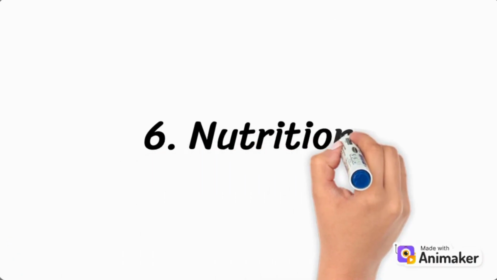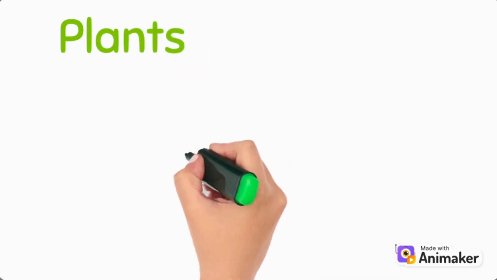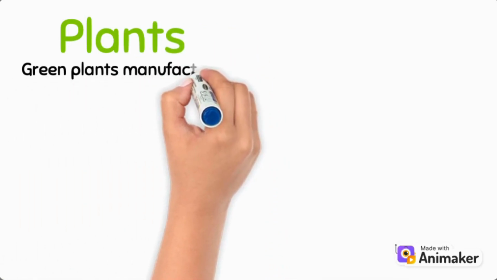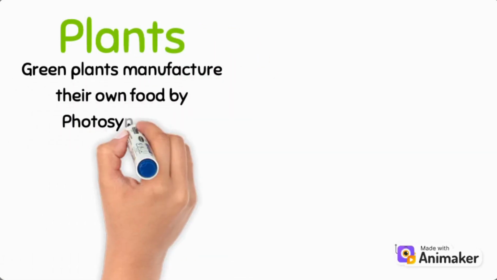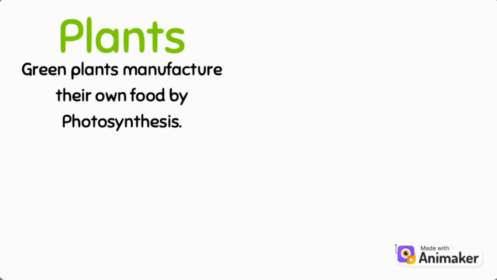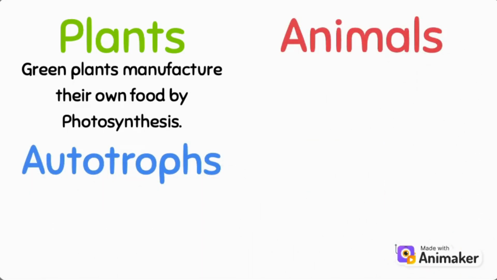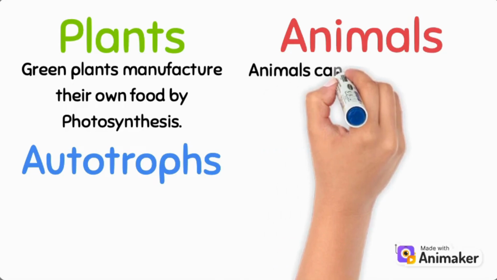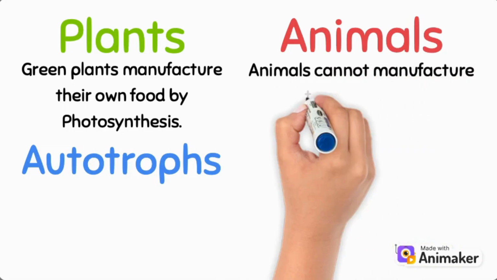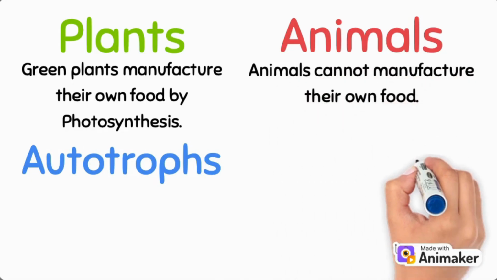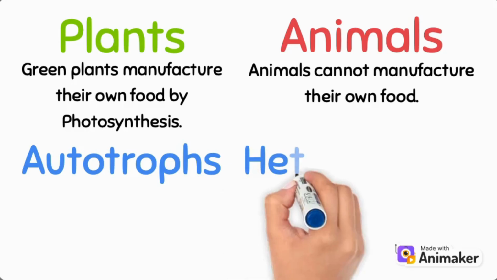Nutrition. Plants. Green plants manufacture their own food by photosynthesis and they are called autotrophs. Animals. Animals cannot manufacture their own food and they are called heterotrophs.